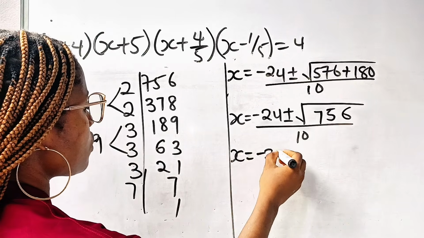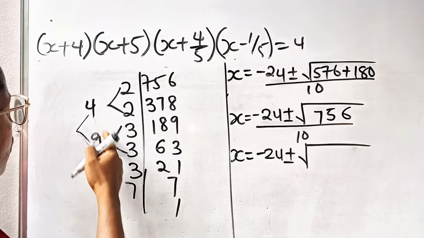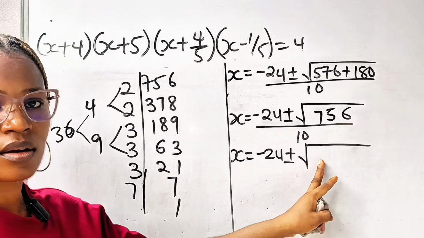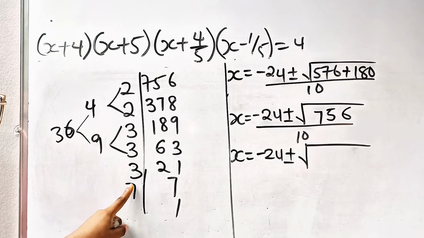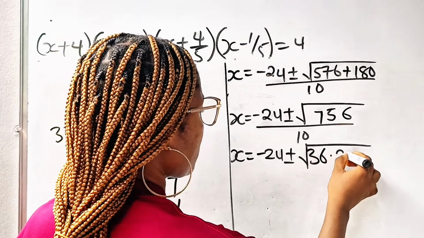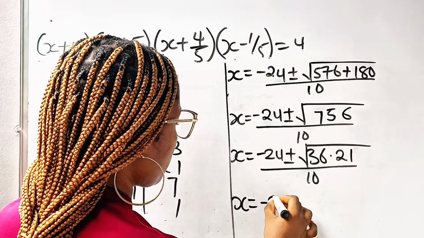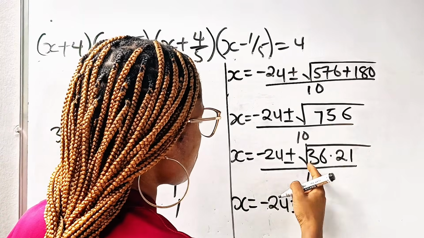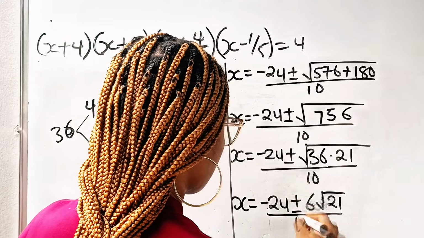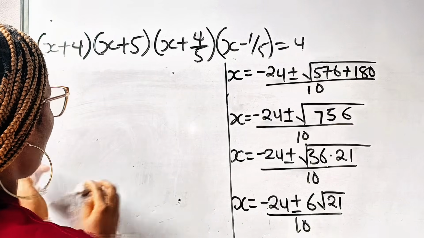So we have minus 24 plus or minus square root of, so this means 4 times 9 is 36. The 36 will serve as our perfect square. So we have 36 times 3 times 7, which is 21. So we have 36 multiplied by 21 divided by 10. Now our x will be minus 24 plus or minus square root of 36 is 6 root 21 all over 10.